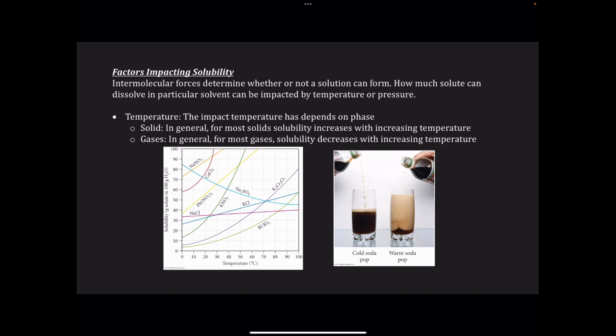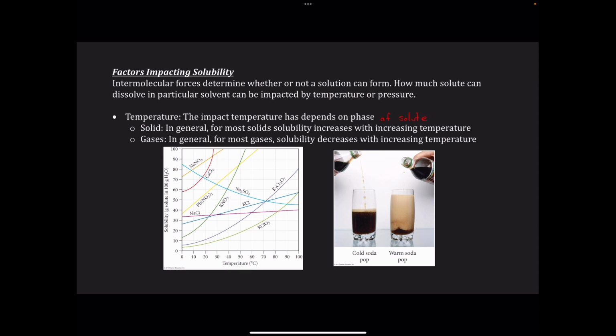So our intermolecular forces determine whether or not a solution can form. If we have a strong enough attraction, our solution can form. But we also talk about solubility in terms of how much solute can dissolve in a particular solvent. And this can be impacted by temperature or pressure. Now, when it comes to temperature, the impact temperature has depends on the phase, and that's the phase of the solute.